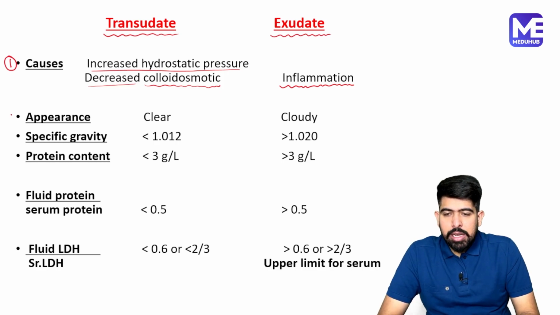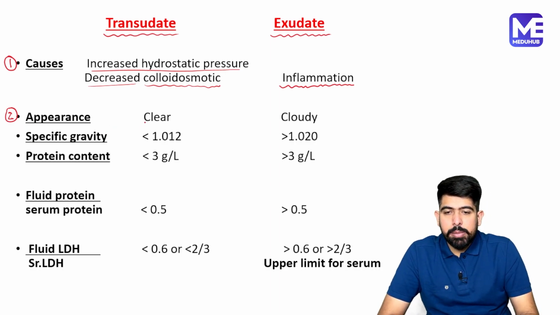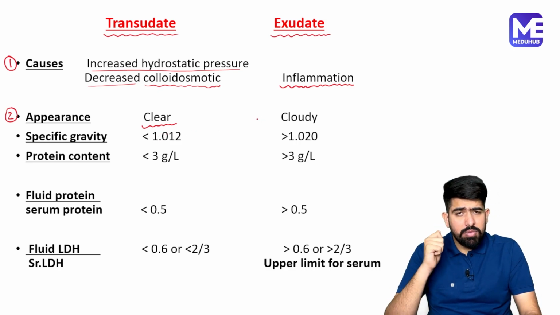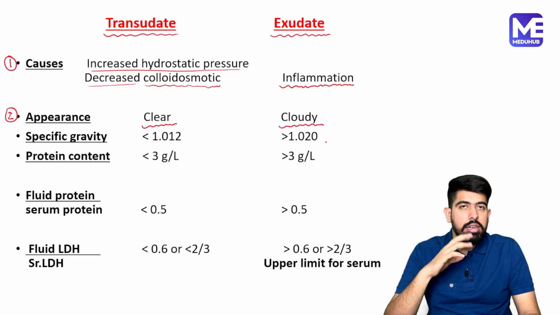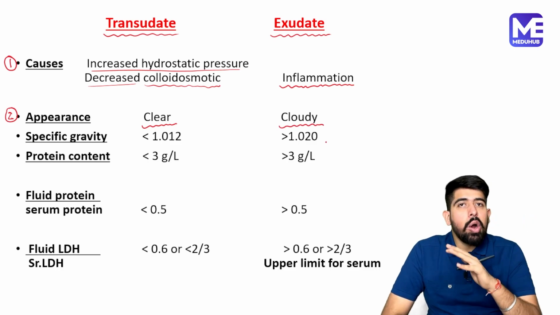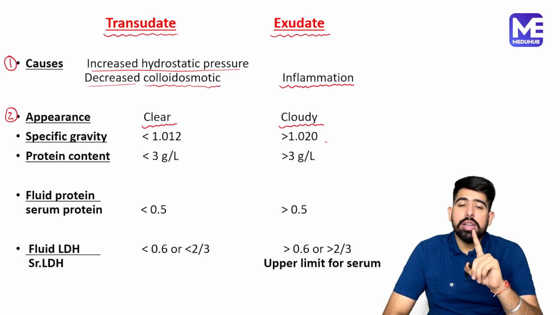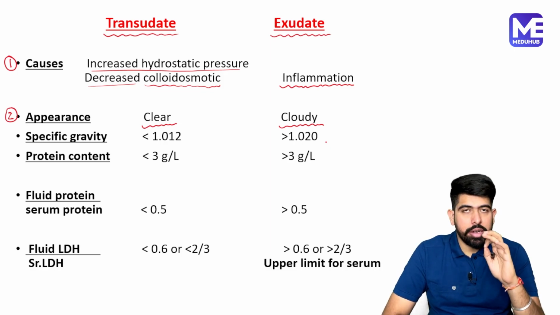If we talk about the appearance, how we get to know by appearance whether it is transudate or exudate: please remember, the transudate will always and always be a clear, transparent color. If we talk about the exudate, it will be a cloudy color, right? Cloudy means it will not be transparent. But the transudate will be clear like water.